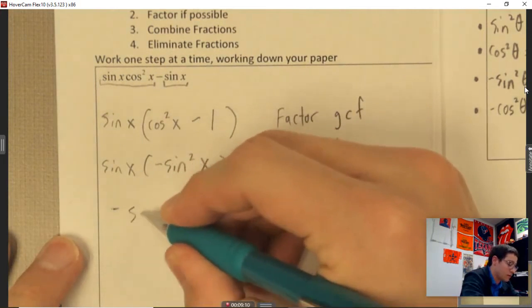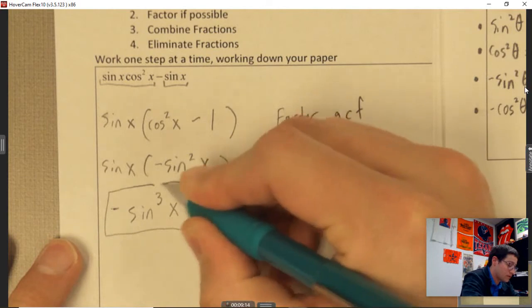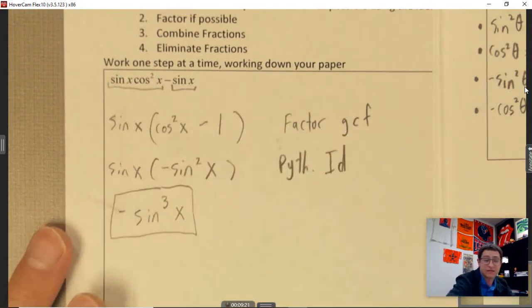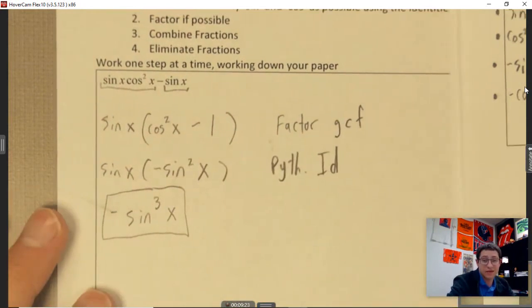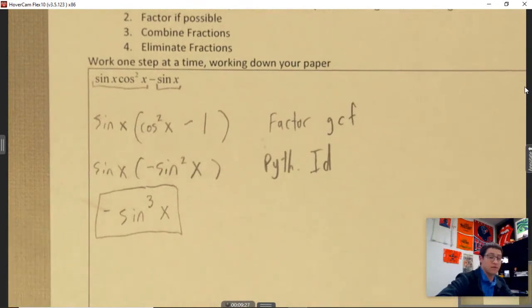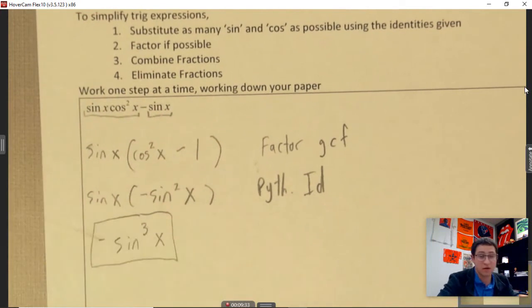So out front, we put the negative, but this is sine cubed, sine of x cubed. Okay? And that's a whole lot more simple than all that stuff in there. So that is our first simplifying of a trig expression. Okay, so we know that this and this are the same, because we just did some factoring and replacement with a Pythagorean identity.